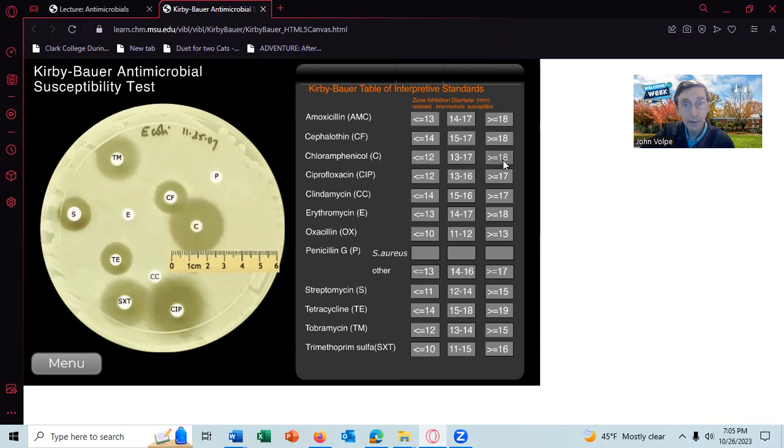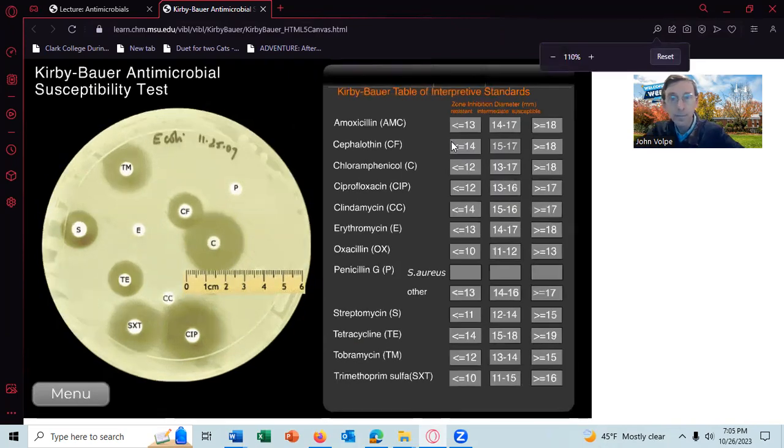And then select what it is. Let me see if I can blow that up. This is the resistant column. That's the intermediate column. That's the susceptible column. So C, chloramphenicol with 30 millimeters, that's sensitive. And if it's green, you made the correct selection.